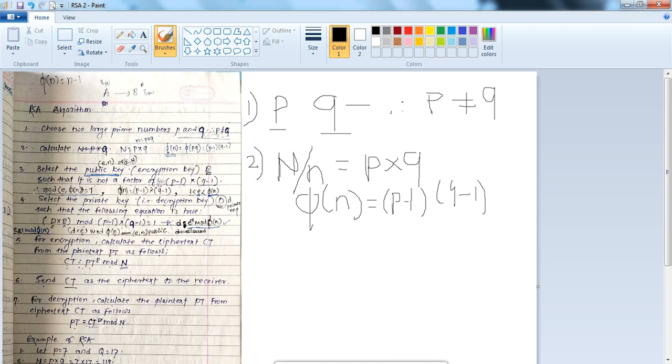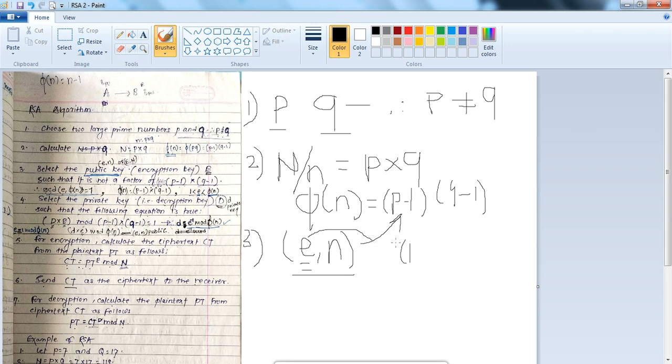Now the next step, step 3, select the public key. The public key is simply e, the encryption key, and we know n, right? This is the public key. Now the theory behind e, the encryption key, is that the e we select is not a factor of p minus 1 and q minus 1, right? That is the basic rule under step 3.